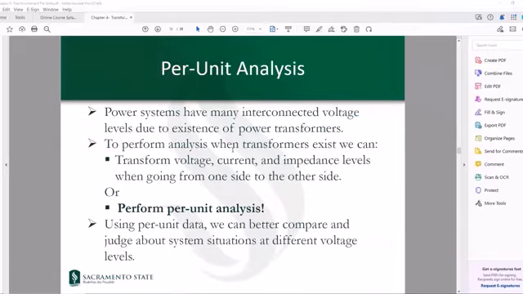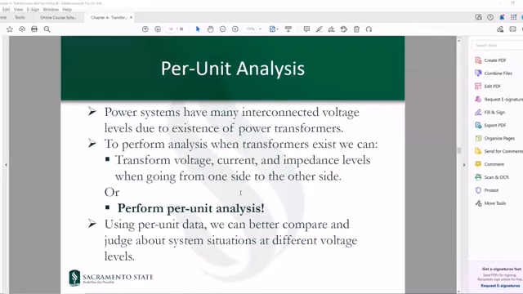So we said that the reason we're doing per unit analysis is because when the power system gets complicated, there are many voltage levels that exist when transformers are in the system. Whenever a power transformer is there, there would be two different voltage levels, one on each side. Therefore, in order to do a seamless analysis without making mistakes while transferring the voltage, current, and impedances from one side to the other, it's better to do the whole analysis in per unit on a common base of consistent units.